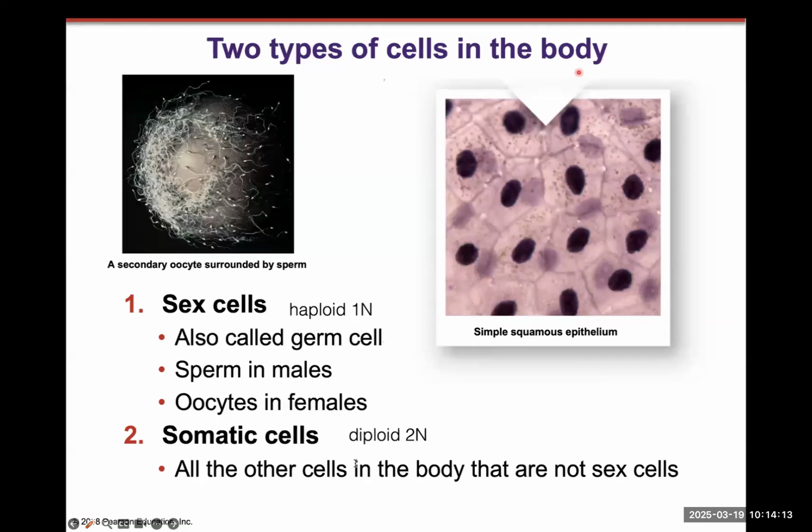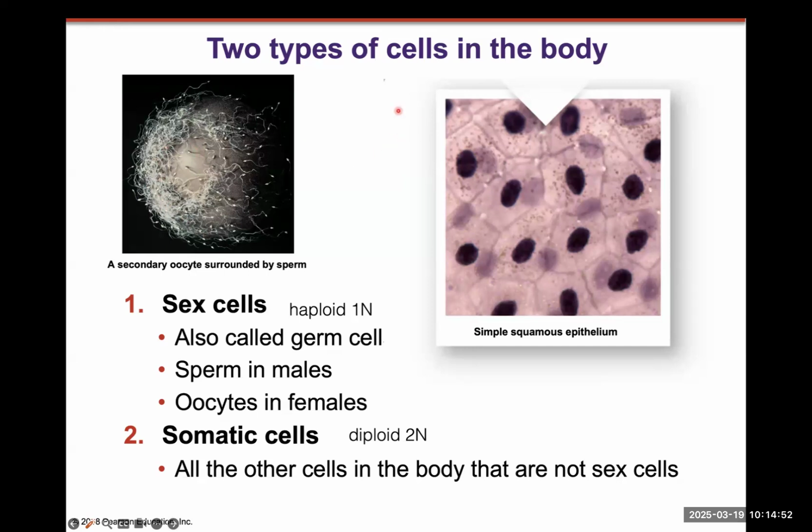Examples would be on these pictures here. These are the sperm cells being shown, and this is the cell layer called simple squamous epithelium, which is found inside your mouth. You can see the egg is surrounded by all these sperm cells. This is to show you the scale, how big the egg cell is compared to the sperm cell. The egg cell is big, and the sperm compared to that is very small.